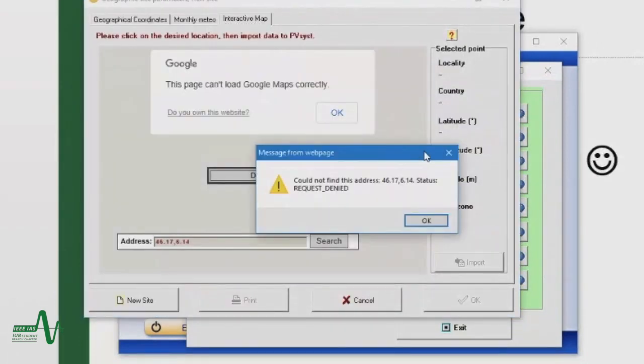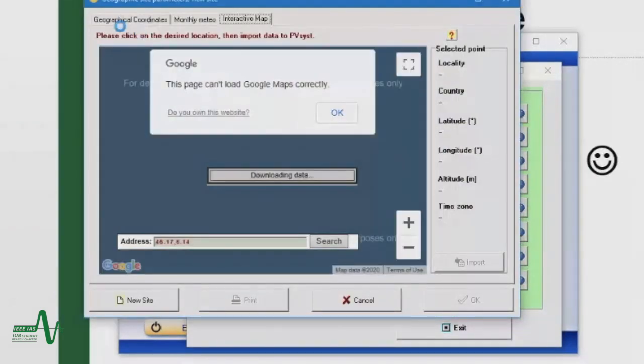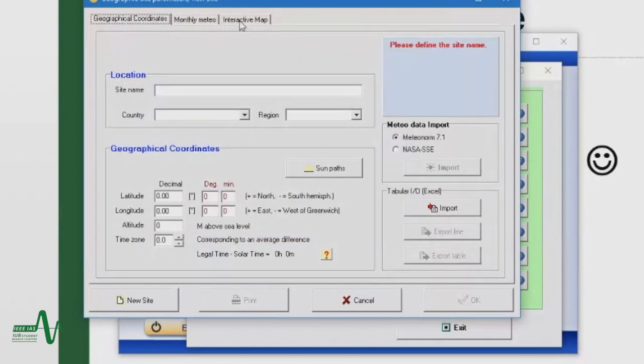Okay, and then we have to go to the geographical coordinates. Okay, so first, site name. We have to make one reference, right? Reference site. I just consider IUB, that means Independent University of Bangladesh, as our reference site. So I need the name of it. I am naming it IUB.